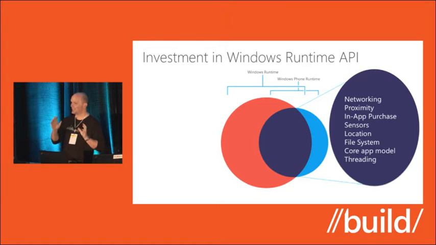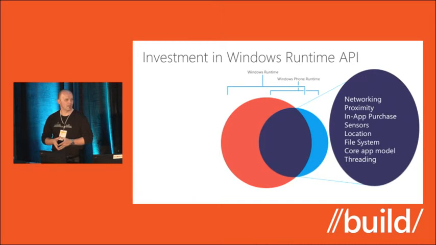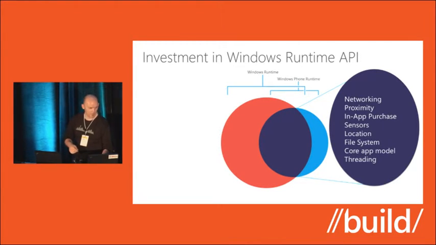And once again, it's the same code, the same API. And that's networking proximity like you saw in PixPresenter. You also have in-app purchase, sensors, location, file system. The core application model is the same, and threading is the same. So that's the end of my demo. Let me turn it back over to Andrew for Windows Runtime Components.